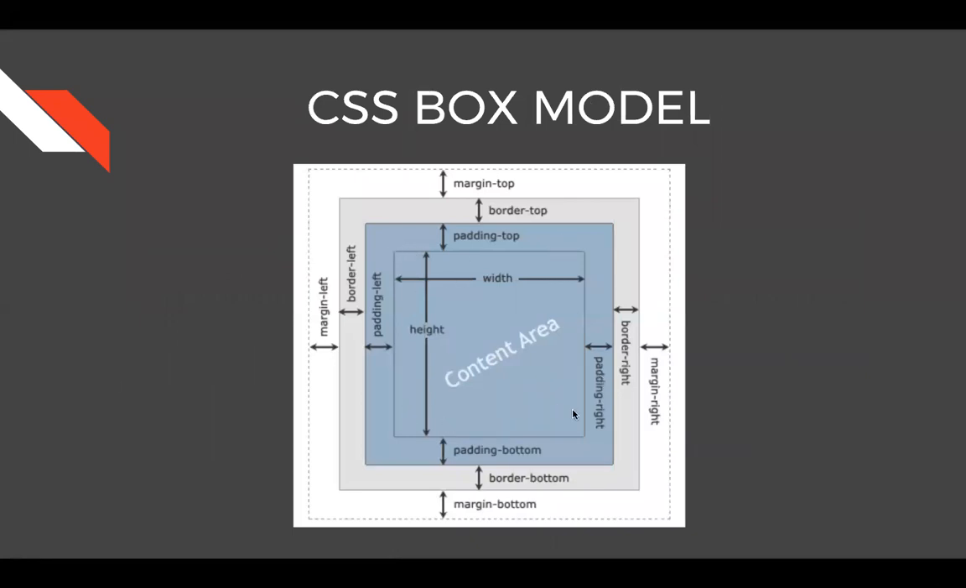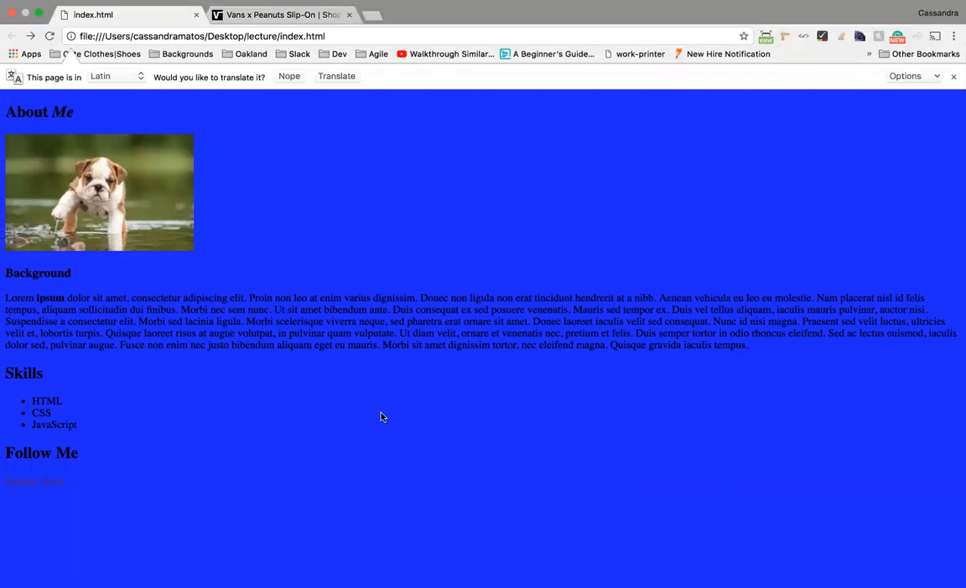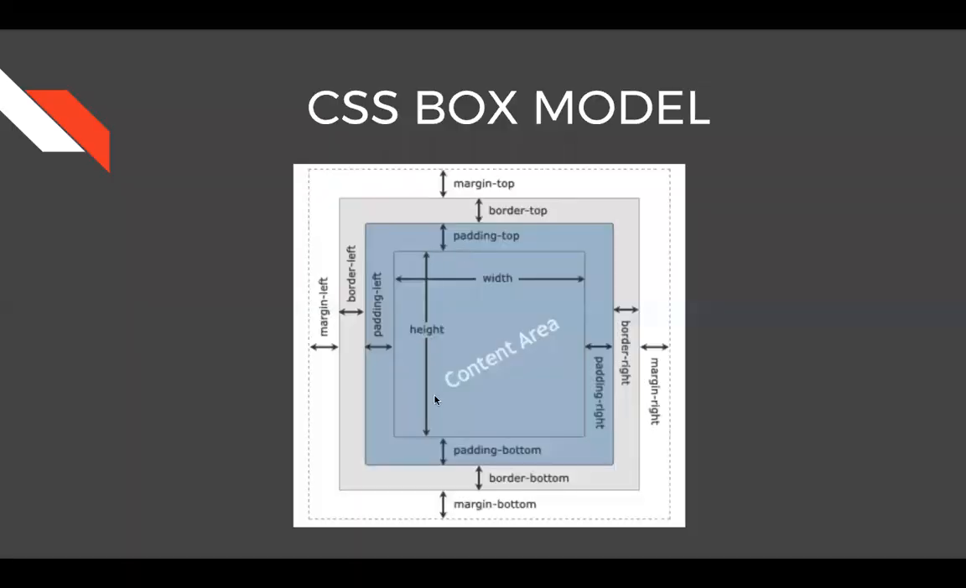So inside of the box, we have the content area. That is referring to any of the content: this heading, this image, this paragraph, this list, right? Those are our content. With the content, you can adjust the height and the width.